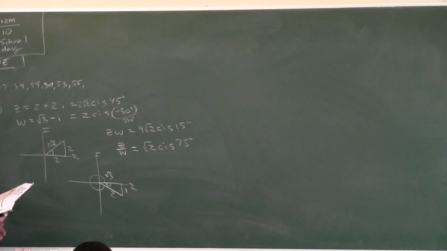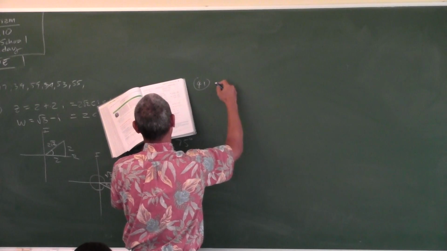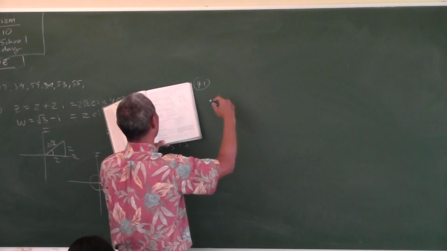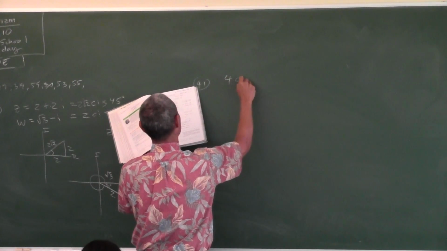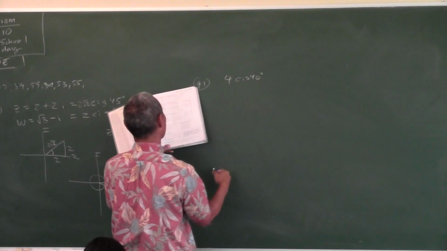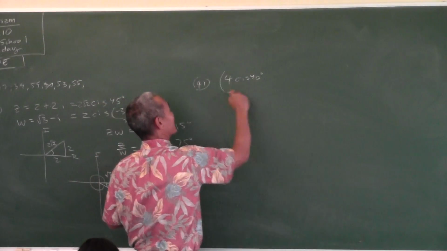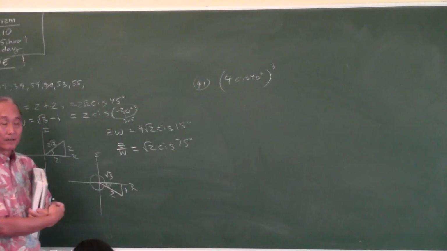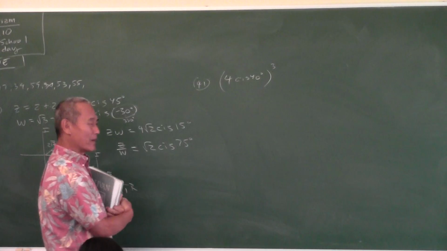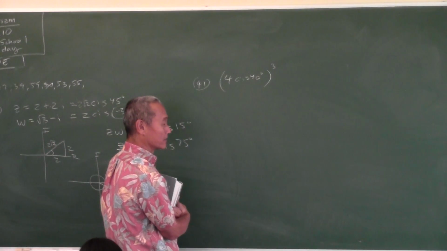Okay, 41. Now remember, the way the book writes it, they write it all out, but remember, just write it like this, 4 cis 40 degrees, just write it like that. Now what they want you to do is raise it to the third power. Anyway, that's the way I'm gonna write it. So, how do you raise a complex number to a power? What theorem are we gonna use? What is it called again?